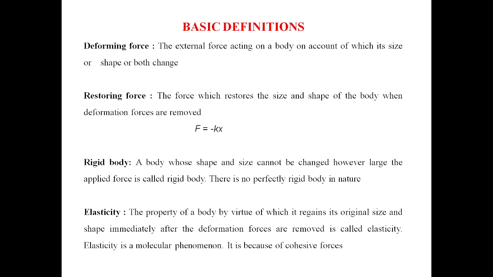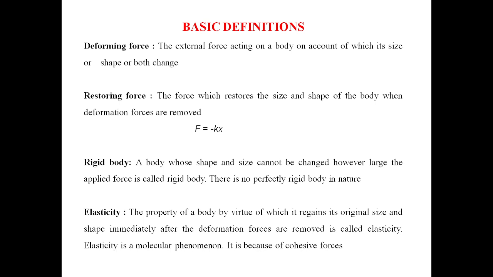Next, you have to see about the rigid body. A rigid body is nothing but a body whose shape and size cannot be changed by large applied forces. There is no perfect rigid body in nature. For example, stone is considered as a rigid body. Even when we apply a large amount of force, the body's shape and size cannot be changed. That body is said to be a rigid body.